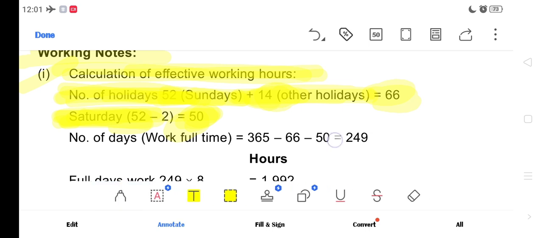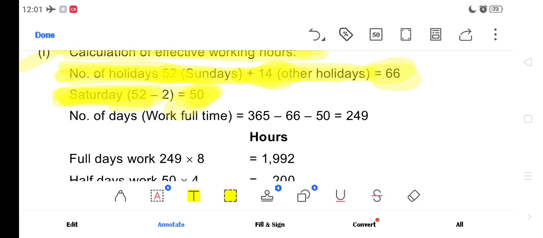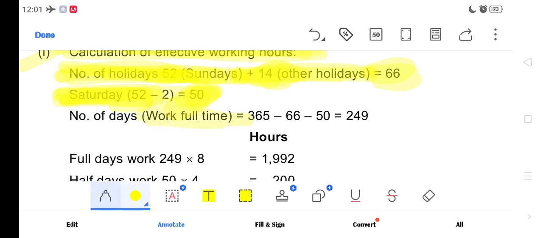Okay, now he wants to find out the number of days worked full time. So how many days are in a year? 365 days, out of which 66 days are holidays. He wants only full time, no? So you have to take the Saturdays also. He wants purely Monday to Friday without any holidays, full time. So for what purpose, guys? Because for the whole day you are going to work for 8 hours, and on Saturdays you are going to work for 4 hours.